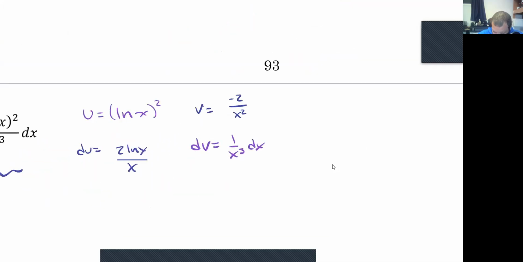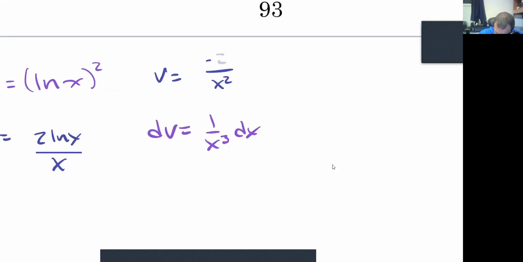Hold on, this is stupid. This should be 1 over negative 2, right? We'd have x to the negative third. So when I take this antiderivative, we're going to get x to the negative second power all over negative 2, right? So my bad.